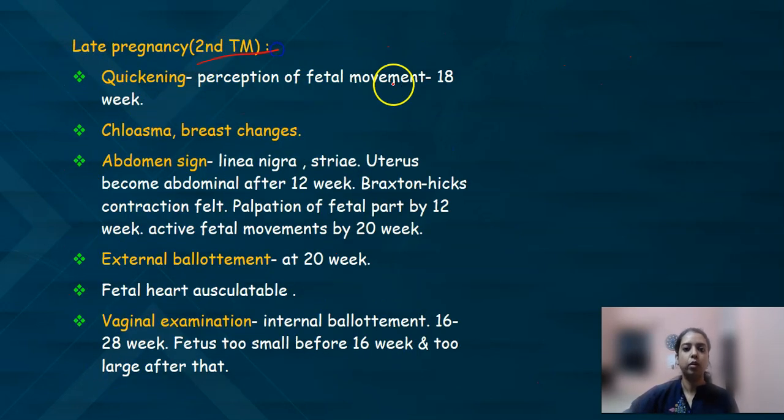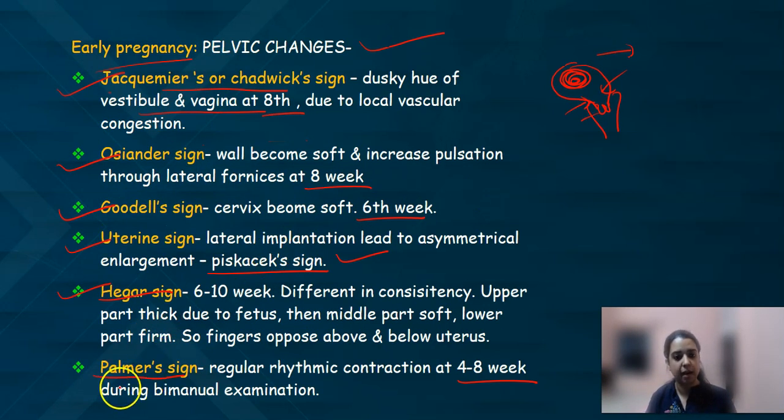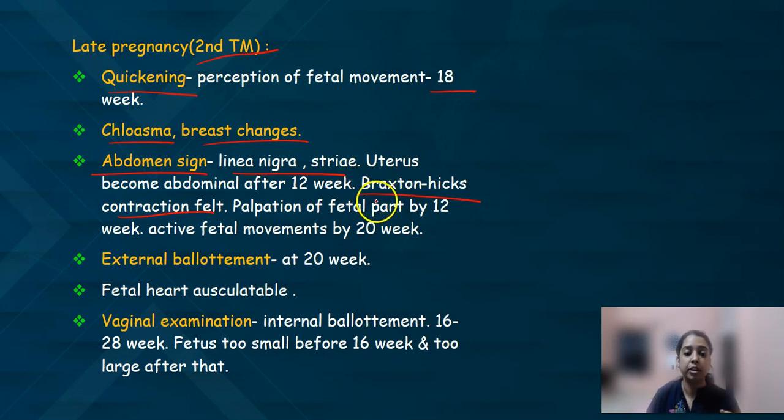In the second trimester, what starts happening? Quickening starts at 18 weeks, which means the patient starts having fetal movement. Then chloasma on the face, breast changes, all those start happening. Abdominal signs start appearing. In early pregnancy there were only pelvic signs, but now abdominal signs like linea nigra, striae, and Braxton Hicks contractions. These contractions, Palmer sign, which you were feeling on bimanual palpation, you start appreciating when you keep your hand on the abdomen. These are Braxton Hicks contractions, which are not painful.